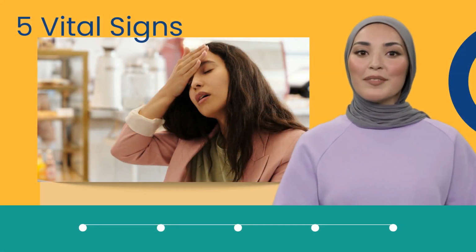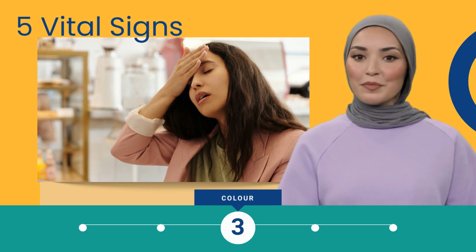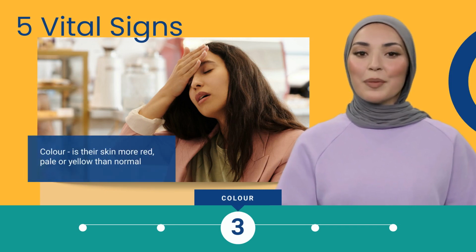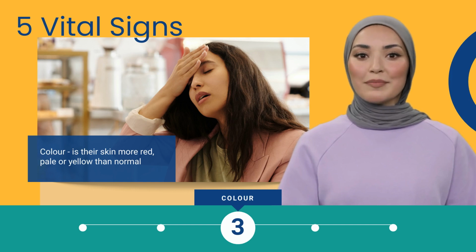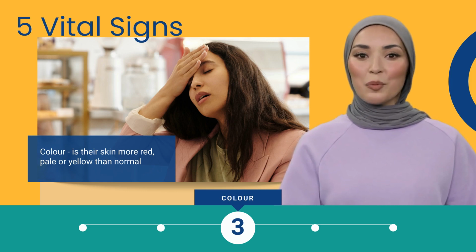3. Color. A person's color is related to their temperature. When people are ill or injured, they may become hot or cold. Often this means their skin becomes more red or more pale. Everyone has different skin tones, so you can tell if someone is red or pale by looking at their fingernails or behind their lower lip.